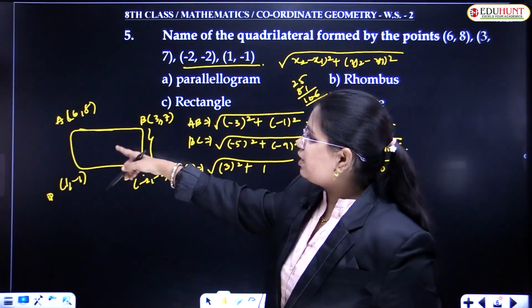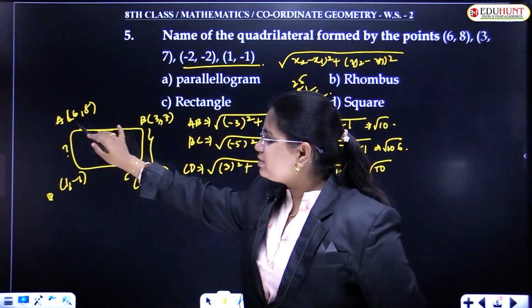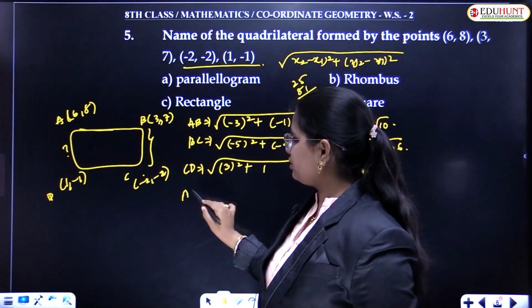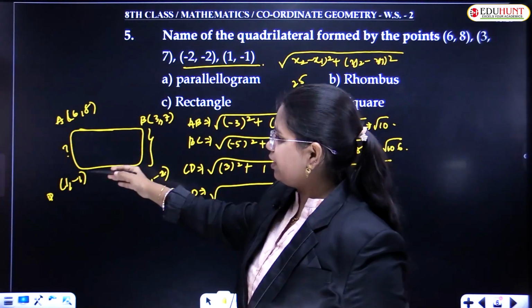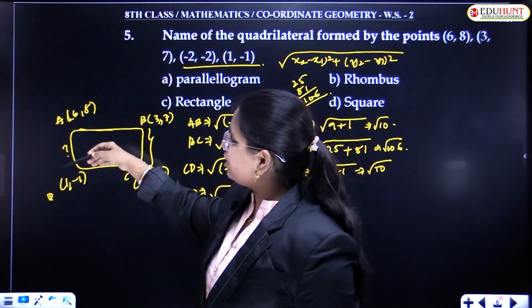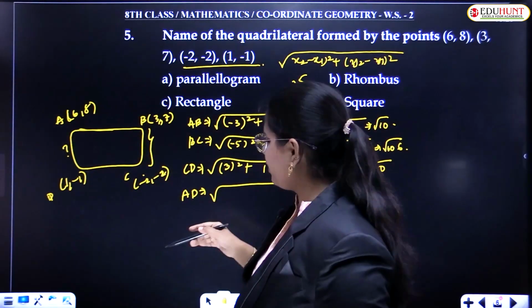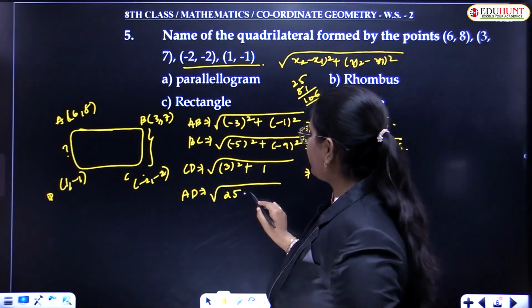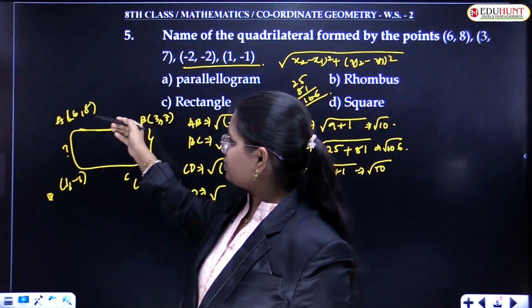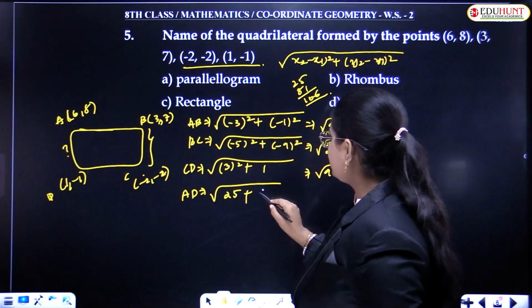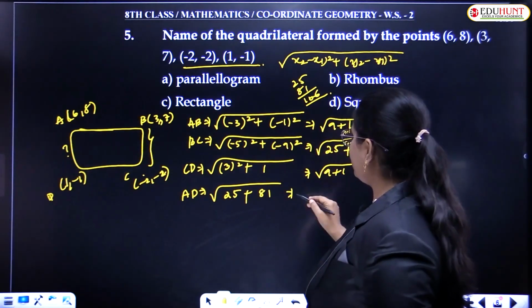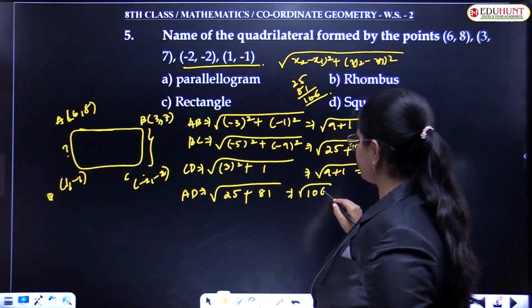Okay. Now we are left with this part. What is the length of AD? Let's check it, AD or DA. x2 minus x1: 6 minus 1 is 5 whole square, which is 25, plus 8 minus of minus 1, which is plus 9 whole square, which is 81. So just as I did before, you got root 106.